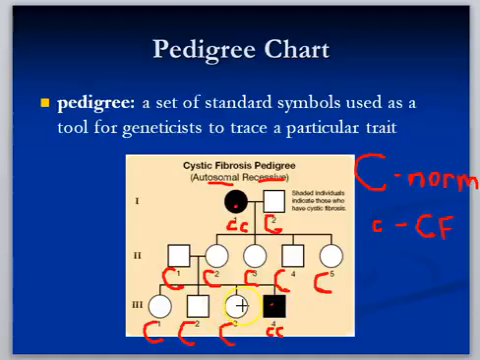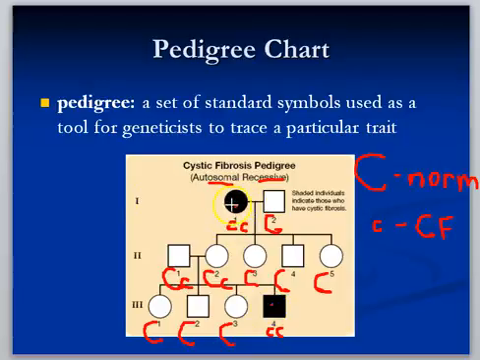But we can use this to determine what these other parents would have. So for example, this kid right here, this boy, who's affected by cystic fibrosis, little c, little c. Well, one of those little c's had to come from each parent. So that tells us right away these parents have got to be heterozygous. There's no way for either of these parents to be big C, big C, because they wouldn't then produce a child that was little c, little c.